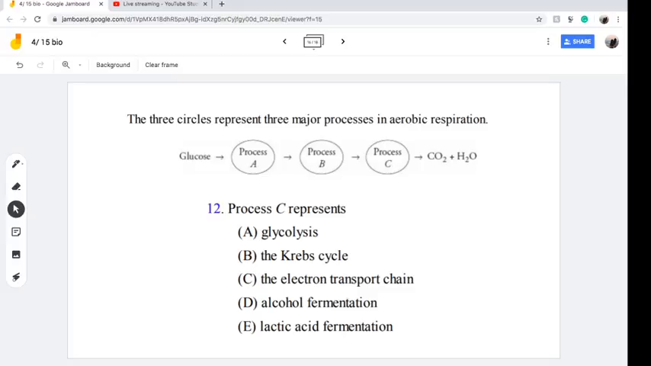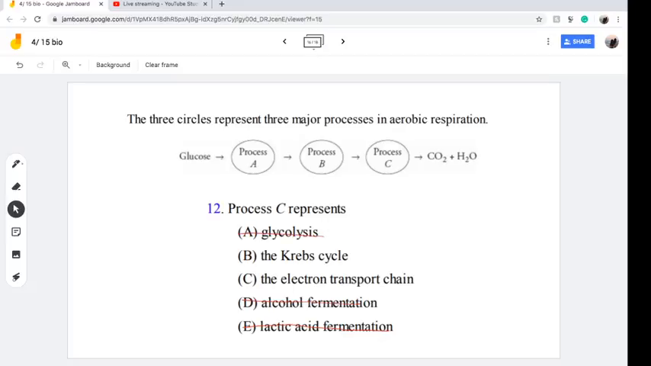So first, let's use process of elimination if you guys get stuck on this. We can cross out D and E because this is aerobic respiration, and alcohol fermentation and lactic acid fermentation only happen in anaerobic respiration. So we can cross those two out. With three answer choices left, we already said that process A is glycolysis, so we cross that out too.